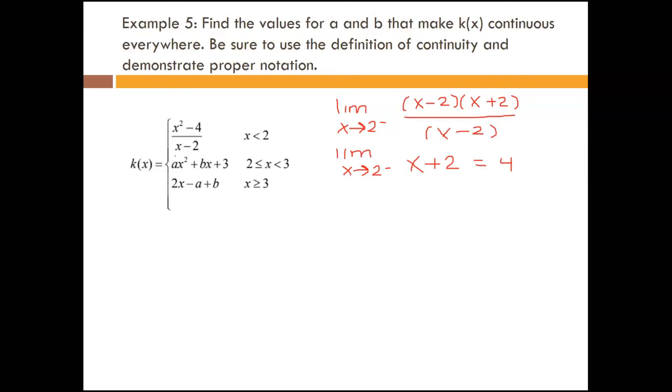Now we're going to look at the limit as x approaches 2 from the right, which would be ax squared plus bx plus 3. When we find the limit, we find it through direct substitution of the limit value in for x. So this is equal to a times 2 squared plus b times 2 plus 3. So that's 4a plus 2b plus 3.